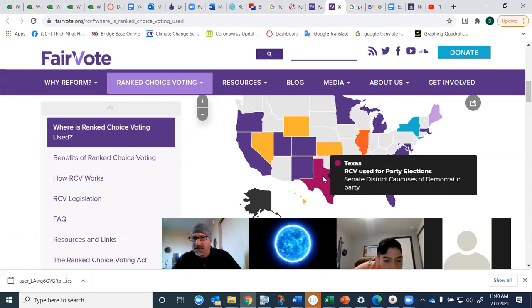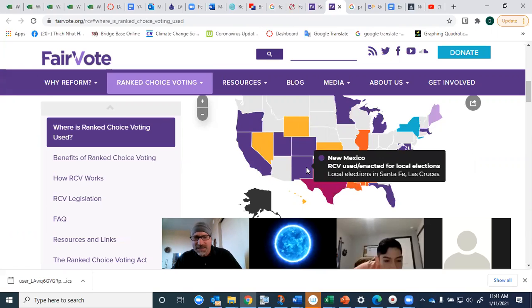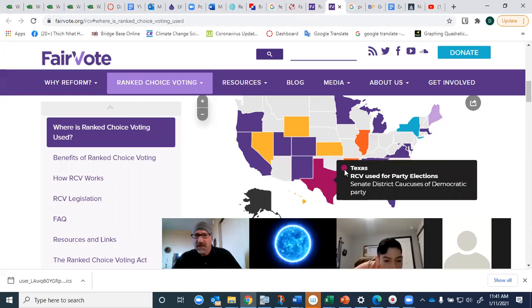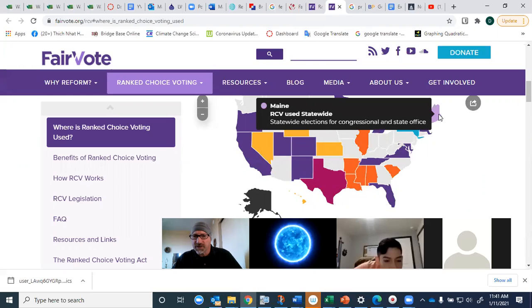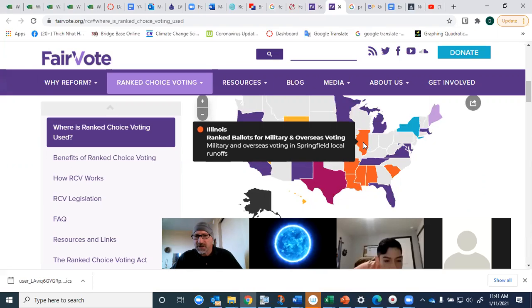Texas is a red state, RCV. So RCV isn't just something that favors one side or the other. FairVote is trying to convince people that this ranked choice voting system, using a preference schedule, the preference ballot, might be better for us. Maine uses it statewide, for all statewide, congressional and state offices. Okay, look, it's all over.